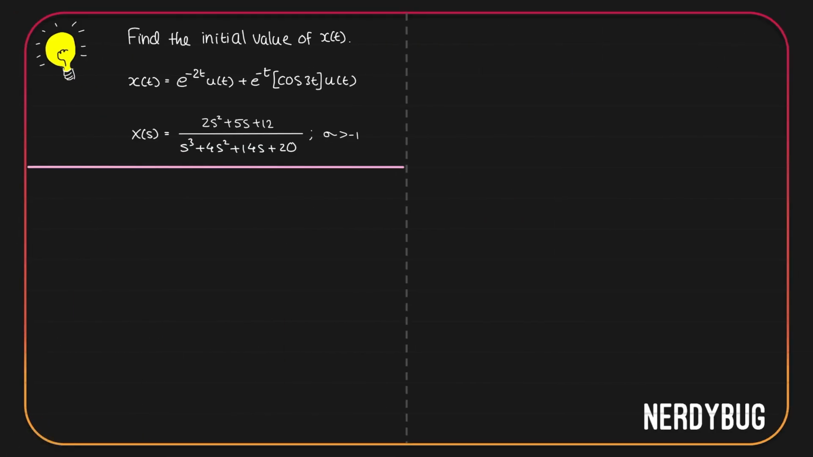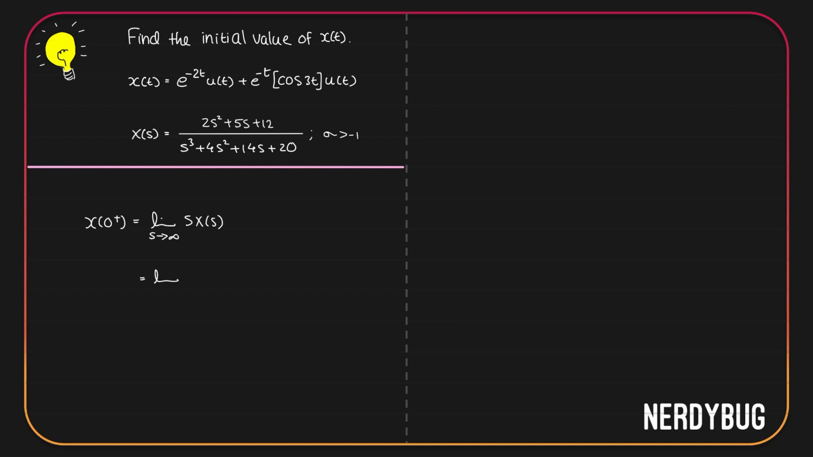Let us solve a problem based on this. We have to find the initial value of x(t). x(t) is e raised to minus 2t u(t) plus e raised to minus t cos 3t u(t). Its Laplace transform is given. It is (2s square plus 5s plus 12) divided by (s cube plus 4s square plus 14s plus 20), and the ROC is sigma greater than minus 1. We need to find the initial value. According to the initial value theorem, x(0+) is limit s tends to infinity of sX(s).